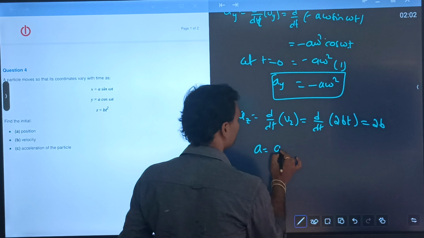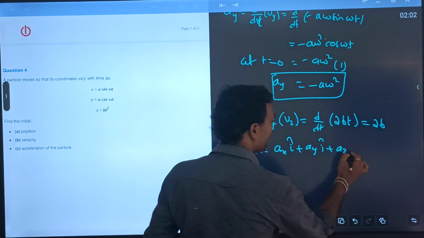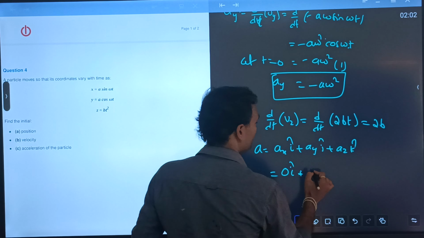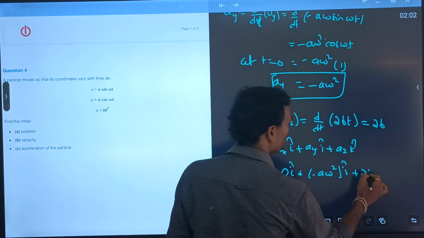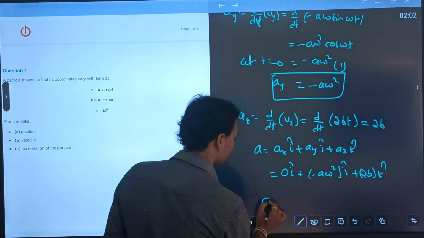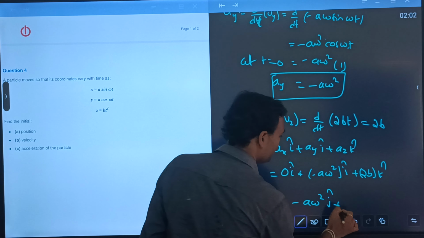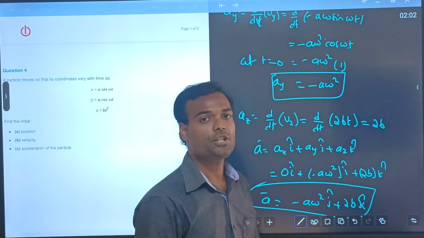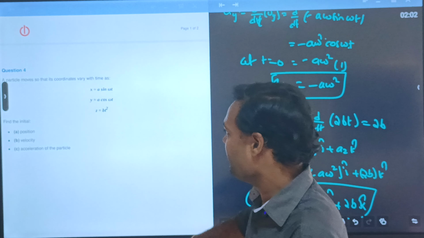Then acceleration equals ax i plus ay j plus az k, right, 0i plus minus a omega square j plus 2b k, which equals minus a omega square j plus 2b k. This is the acceleration of the given system, and this is what is our today's class.